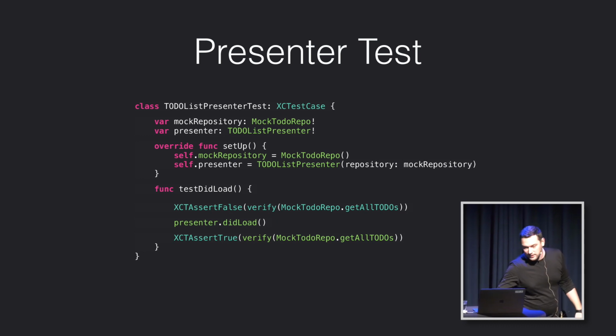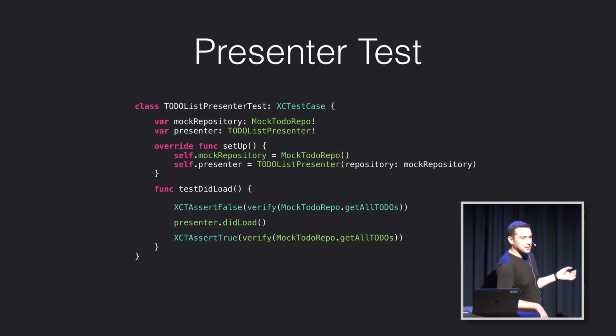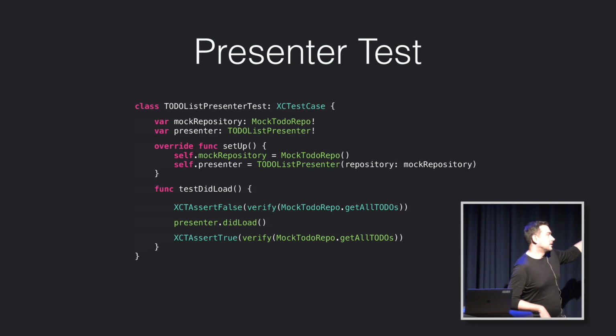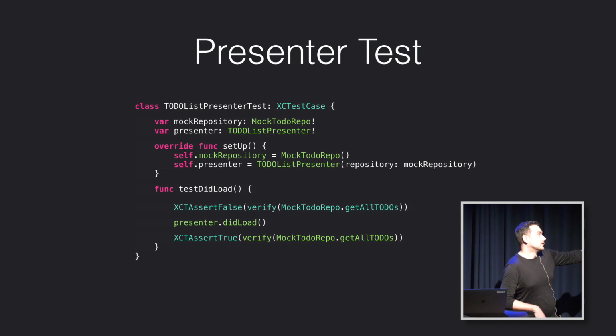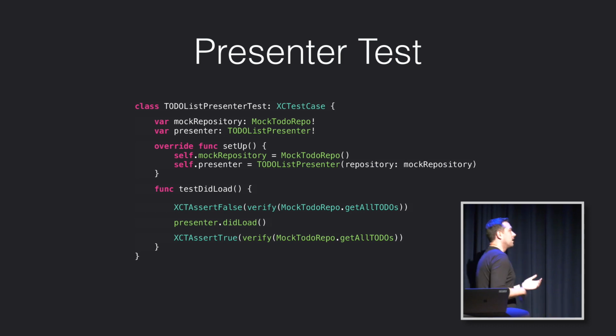maybe a little explanation about this verify method. It's basically a method we made. It just makes sure that the method on an object was called. That's all it does. It just returns true, false. Either get all to-dos was called, or if it wasn't called, it returns false. So first I verify that the method wasn't called. Then I call presenter didLoad, and then I verify again that my method actually was called. It's a really simple way of unit testing. You can also do TDD with this. When you're developing logic like this, you can simply do it like that.